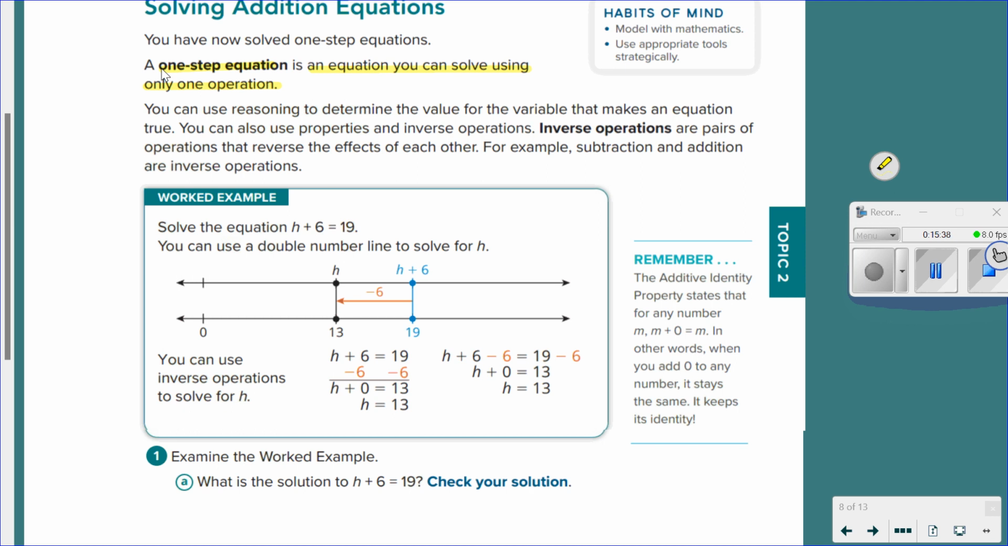Okay? The reason that is important is our next term, which is inverse operations. Inverse operations are pairs of operations that reverse the effects of each other. For example, subtraction and addition are inverse operations. So that's why you're going to be a little limited. Because whatever my equation gives me, I've got to use the inverse operation to solve it. So whatever the inverse of that operation is, that's the property I'm going to use.